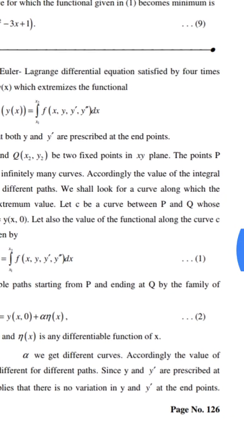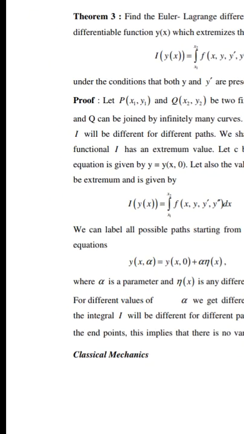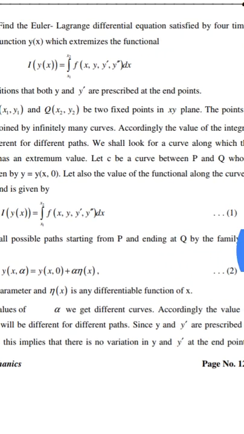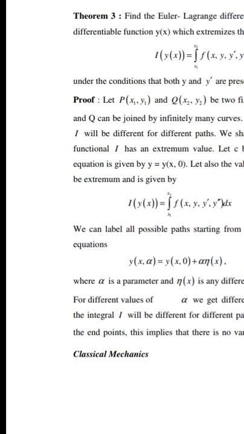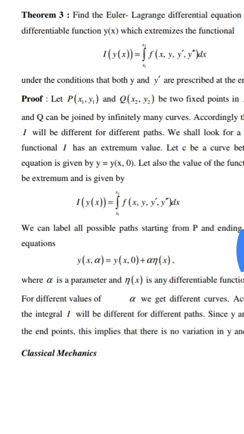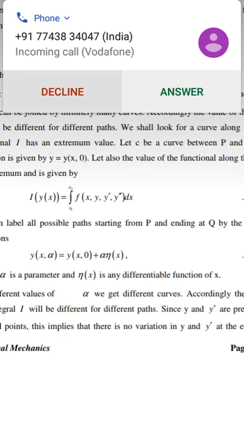According to the value of the integral, I will be different for all different paths. We look for a curve along which the functional I has an extremum value. Let C be a curve.